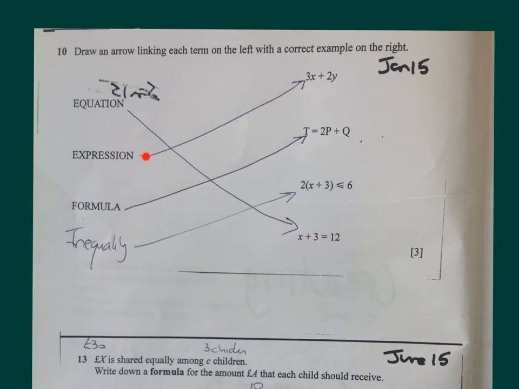An expression looks like an equation, but doesn't have equals. 3x plus 2y, 3x plus 4, 3x plus 16q. Doesn't matter as long as it doesn't have equals. This is equals, this doesn't.